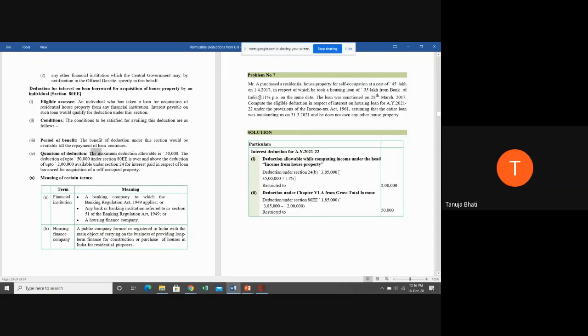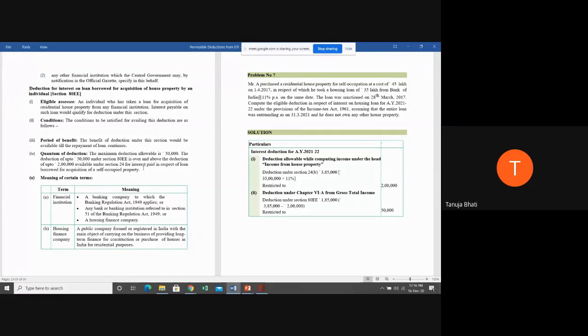The maximum deduction that you can get is rupees 50,000. The deduction of up to 50,000 under section 80EE is over and above the deduction of up to 2 lakh rupees available under section 24 for interest paid in respect of loan borrowed for acquisition of a self-occupied property.